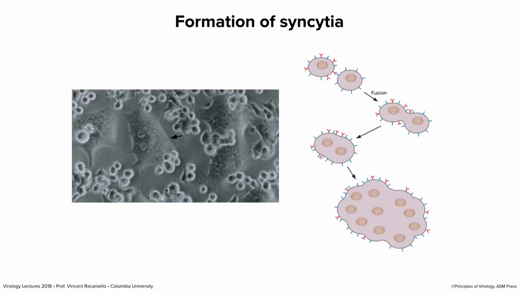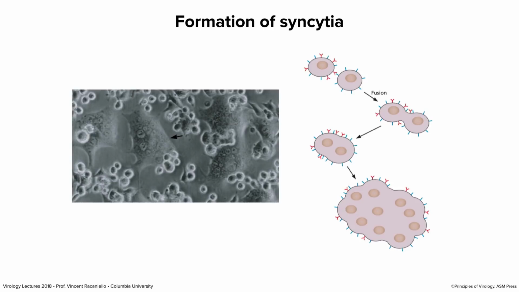So here we have cells in culture. On the left is a photograph, and you see some single cells, and these have been infected with a virus that causes the cells to fuse together. And you can see in the photograph one large cell with lots of nuclei in it, and that's because a lot of cells have fused together to form that. This is called a syncytium. So syncytium is singular, syncytia is plural, and many viruses can do this.